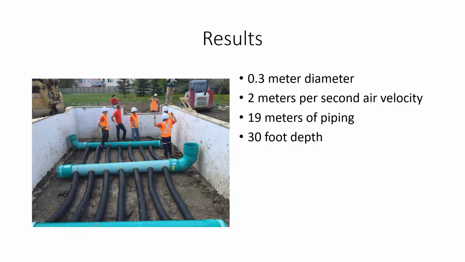We ran through all the numbers and optimized everything together, and with just a 0.3 meter diameter pipe at 2 meters per second air velocity, we only require 19 meters of piping, assuming we get down to that 30-foot depth, which will have that air temperature of 42 degrees Fahrenheit.